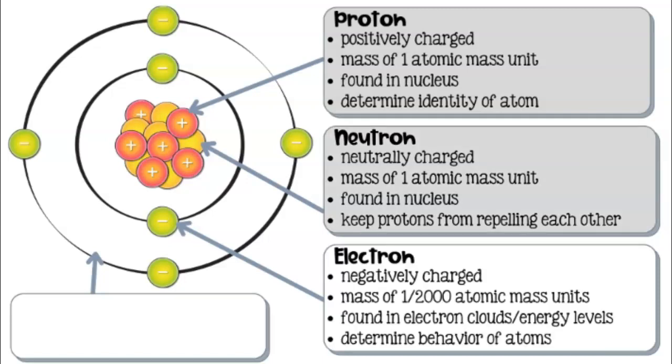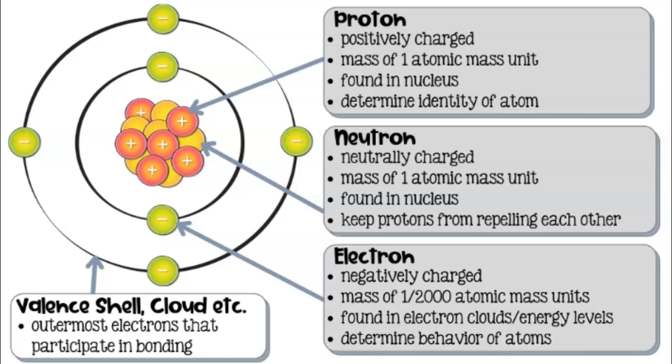Electrons are negatively charged. They are really tiny. Their mass is only 1/2000th of an atomic mass unit. They are found in electron clouds and energy levels outside of the nucleus, depending on which atomic model you're using. Now, they determine the behavior of the atoms. The valence shell, or the valence electron cloud, is the outermost electrons that participate in bonding. We'll learn about these a little later.